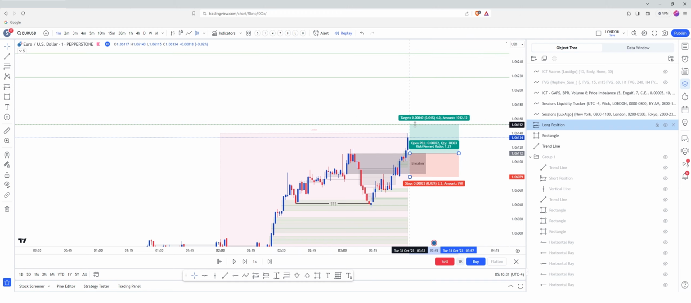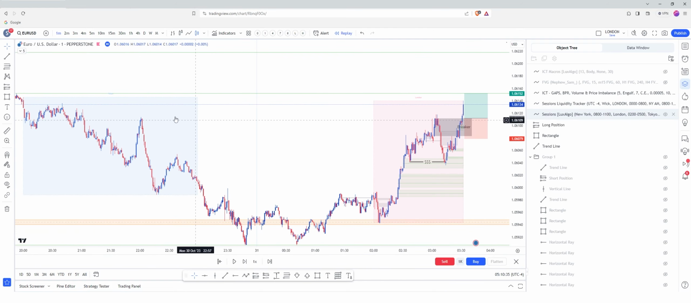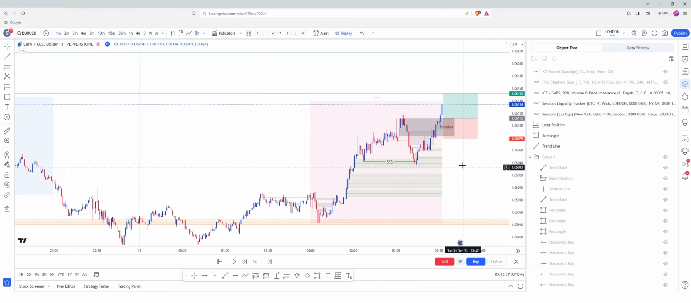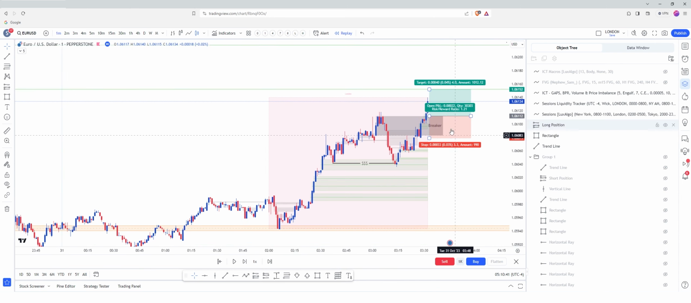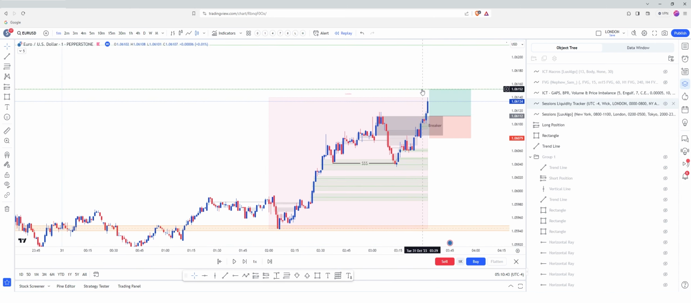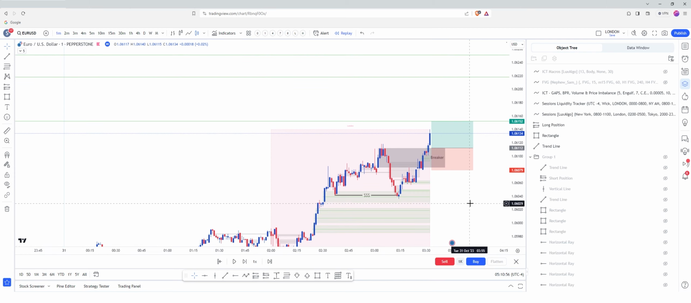So the thesis here is that we're not getting the pullback I was expecting. We are displacing now towards Asia high, which means I can get risk-free. This is quite a low-risk trade. It's going to be easy to get to risk-free because I think we're definitely going to take out Asia high. So we're taking entry on this breaker block that we have displaced through, a continuation trade up to Asia high, and then we can hold some runners aiming to take out previous day's high.